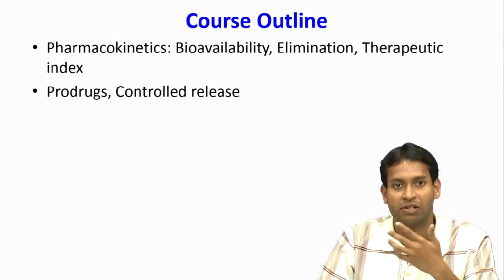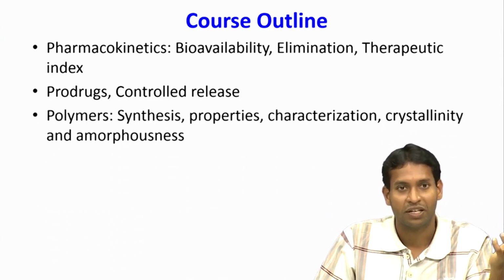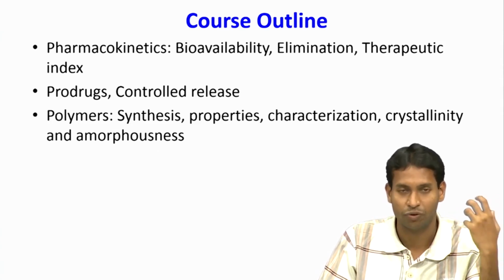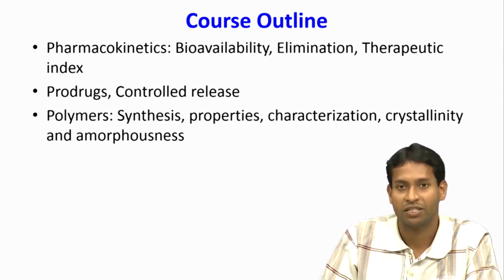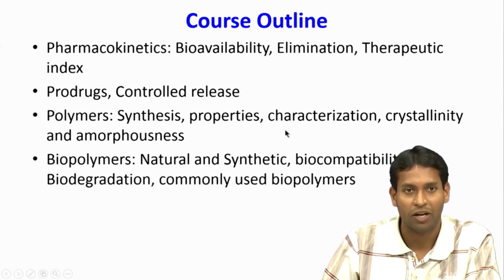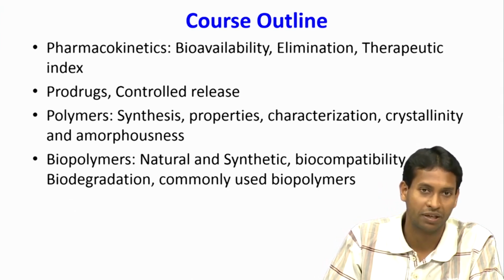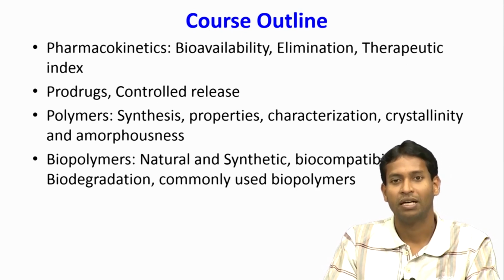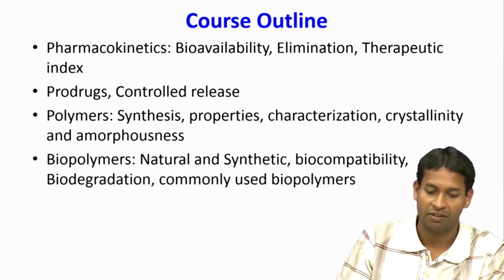Some more engineering aspects will start coming in at this point. We will talk about various polymers that we can use, how they are synthesized, what the properties of these polymers are, how we characterize these polymers once we have synthesized them, and the crystallinity and amorphousness of these polymers will also be discussed. Then we will go into biopolymers. These are polymers that we can use for bio applications, and can be both natural or synthetic. We will talk about their biocompatibility, when to use what, as well as their biodegradation and some of the very commonly used biopolymers in the field.